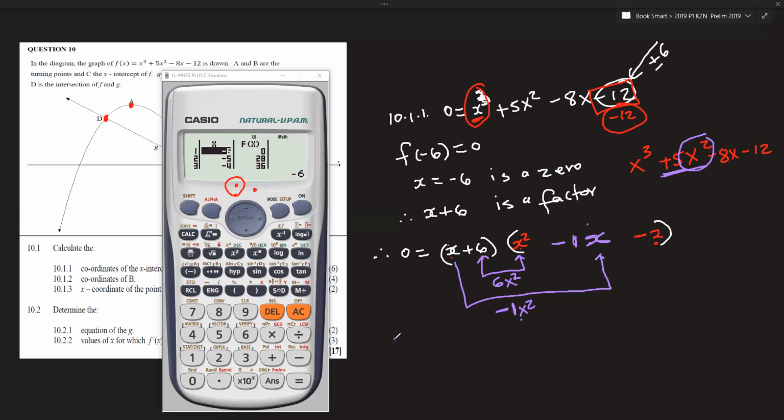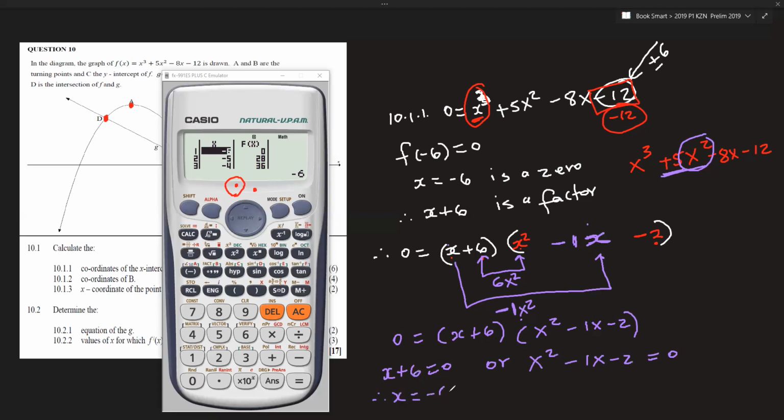our equation is x plus 6, and then you have x squared minus 1x minus 2. Then you separate the two brackets. So here you're going to have x plus 6 equals 0, or, remember I said if you have two brackets and a 0, you can always separate the brackets, x squared minus 1x minus 2 equals 0. So here I'm going to have therefore x equals negative 6. Here you can use the quadratic formula if you want to, but to save time, I'm not going to use it.